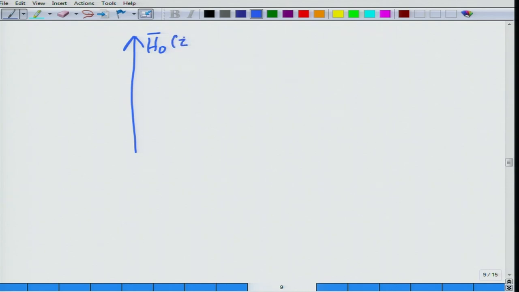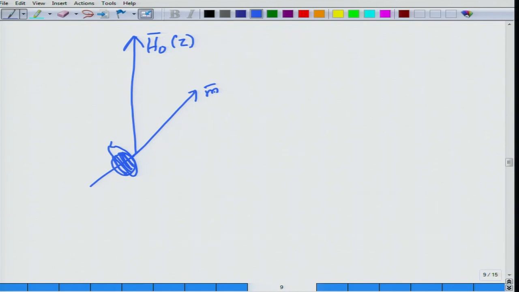Let us take this direction of the applied magnetic field to be along the z axis. Then you have a spinning electron. So let's say this is the spin of an electron. This spin of an electron will actually have a magnetic moment. So this is the magnetic moment.